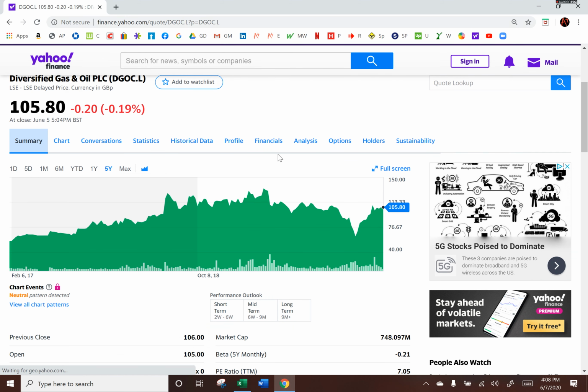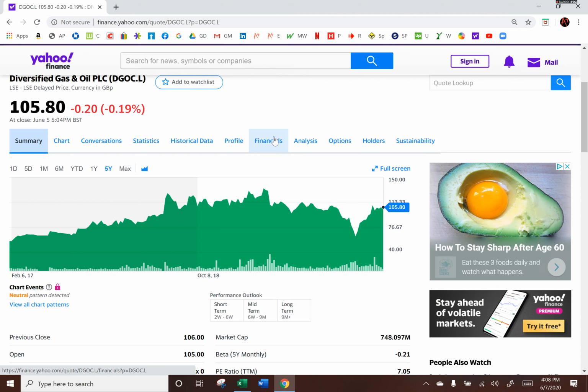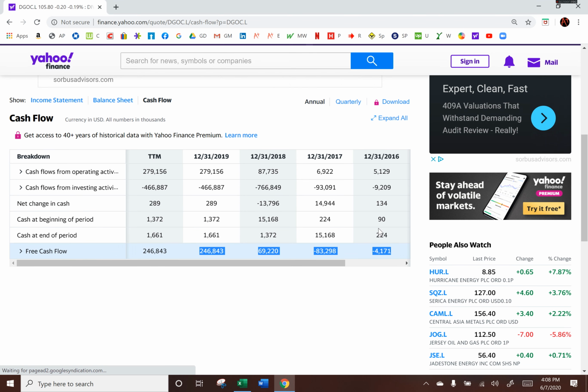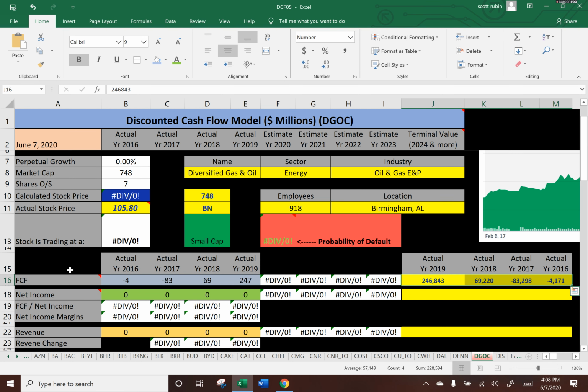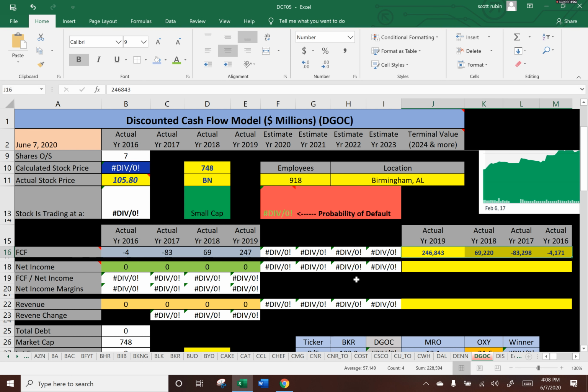So let's get the market cap, 748.1 million. It's a pretty small company. And it's trading at 105.80. Now we need the free cash flows. So we go to the financial section, Yahoo, go to cash flows, and then pull the free cash flows. And it looks like in 2 of the years it had negative free cash flows. I think this is a new company, or at least new to the stock market. So negative cash flows can occur if you're a newer business and you're investing a lot in your operations.